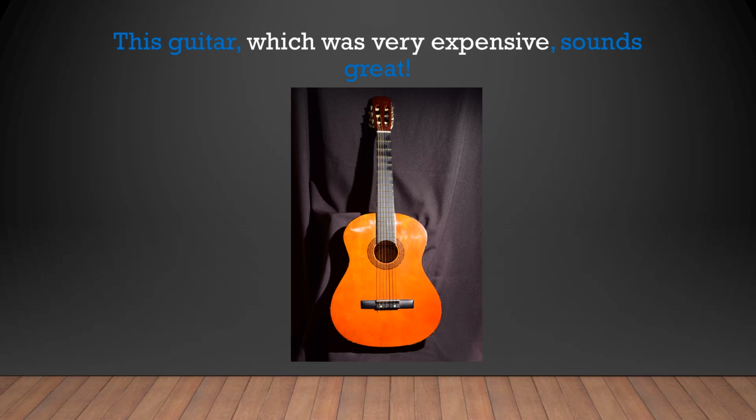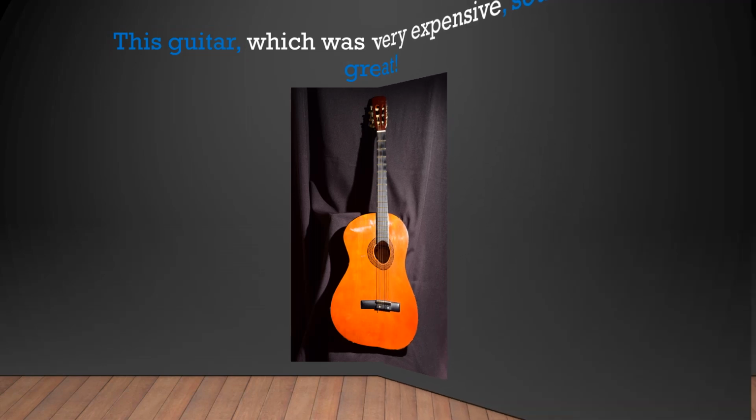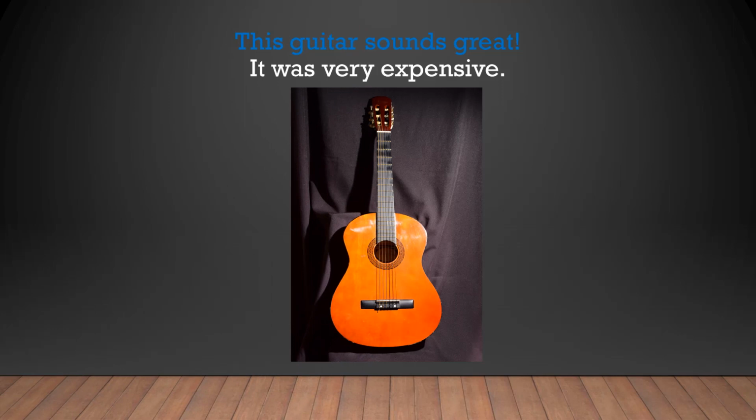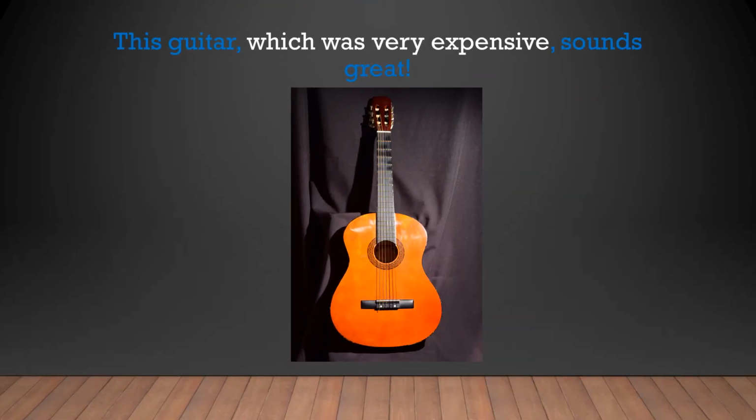Here we have two clauses, and the main clause is telling us that this guitar sounds great. The extra information is which was very expensive. We could say that we can divide this sentence in two. This guitar sounds great. This is my idea. It was very expensive is extra information. So I combine the two pieces of information and I add the second piece as an extra information relative clause. This guitar, which was very expensive, sounds great.